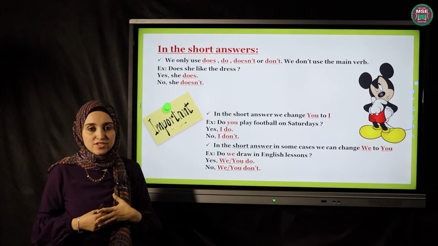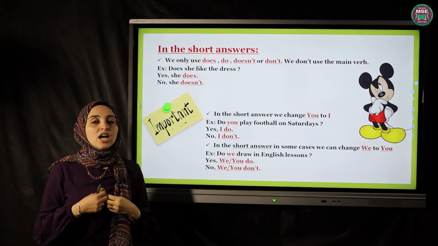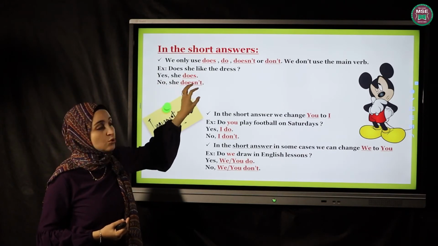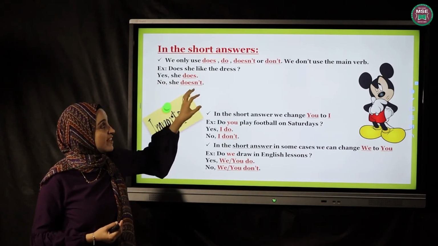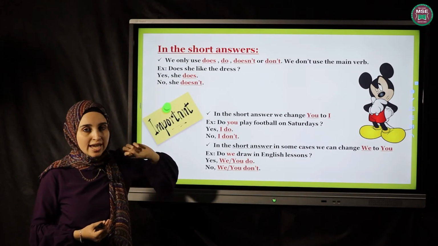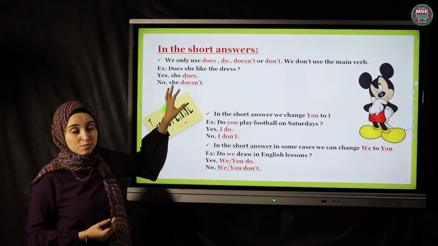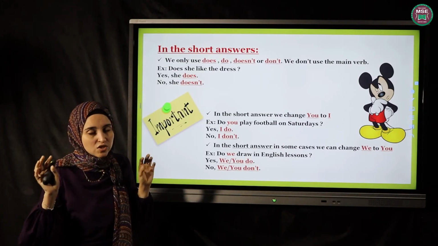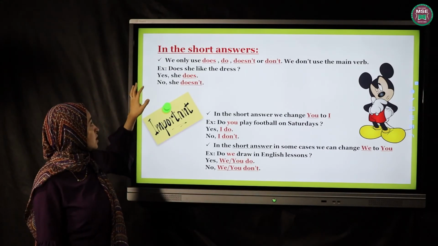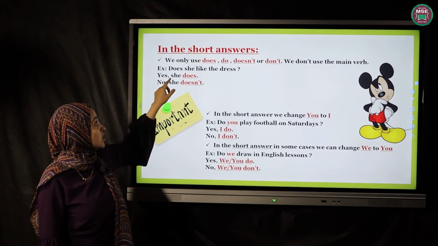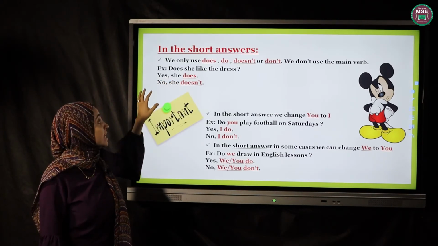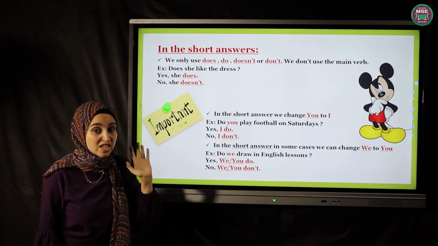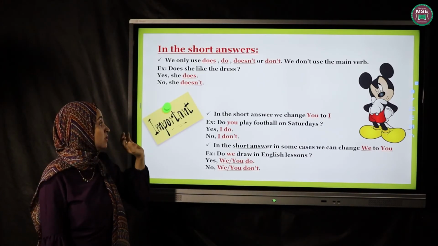Right. What about my answers? If I want to answer a short answer, we only use does, do, doesn't, or don't if he asked me to use short answer. We don't use main verbs, we just answer with do, does, don't, or doesn't with yes or no. Like here, for example, does she like the dress? Yes, she does, or no, she doesn't. This is the short answer, not full answer.